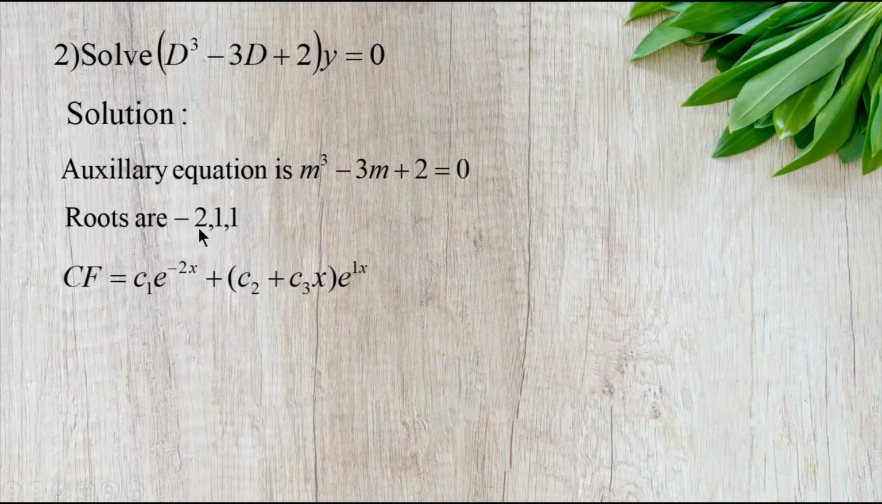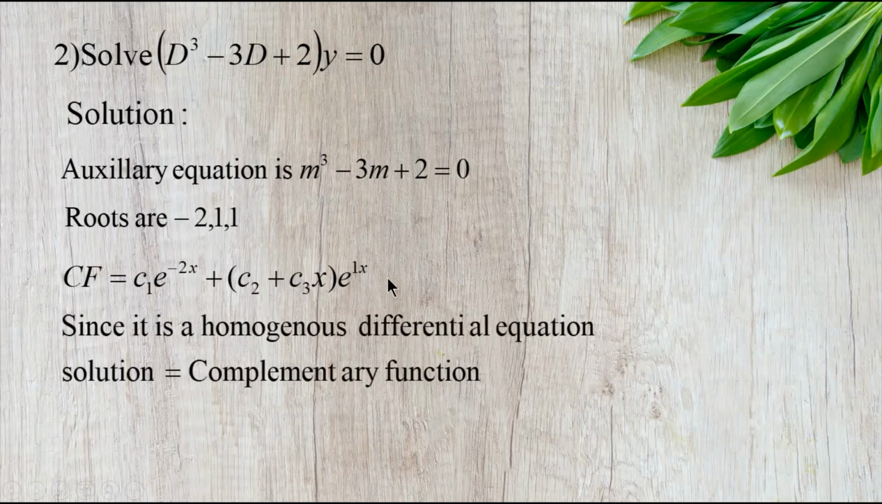Once you get the roots, you know minus 2 is a distinct real root. So we can write c1 e raised to minus 2x plus, 1 and 1 are repeating, so you can write c2 plus c3 x e raised to 1x. You know it is a homogeneous differential equation because here the right hand side is 0. Therefore, the complementary function will be the solution. y is equal to cf. This will be the solution.